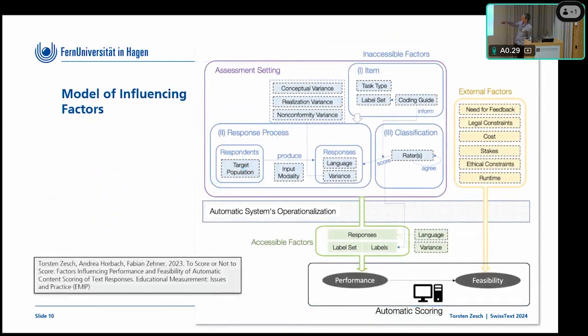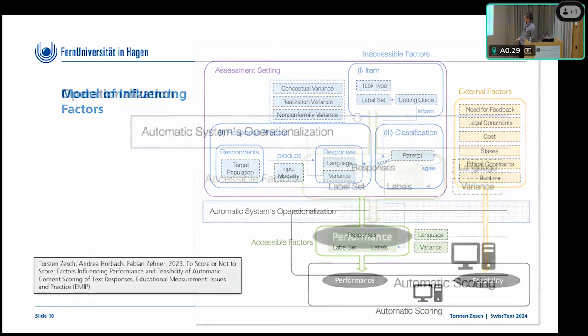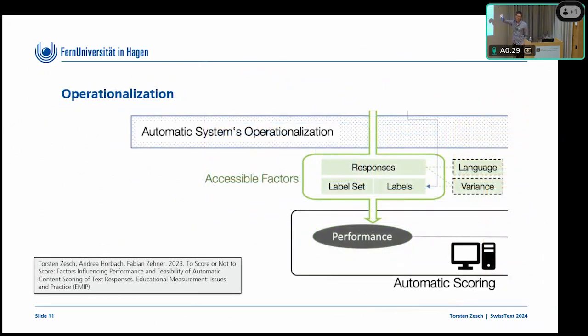coming up with a very complicated model of influencing factors that is way too complicated to discuss here and too small. The important thing I want to focus on is the lower part: everything above, like what kind of people are doing the exam and the task type, has to pass through how the automatic system that we are using operationalizes the task. And if it doesn't know about the question or about the test takers, then it doesn't matter. All that matters is we are seeing the answers, the responses, and what labels we have. That is the only thing that the system is seeing.